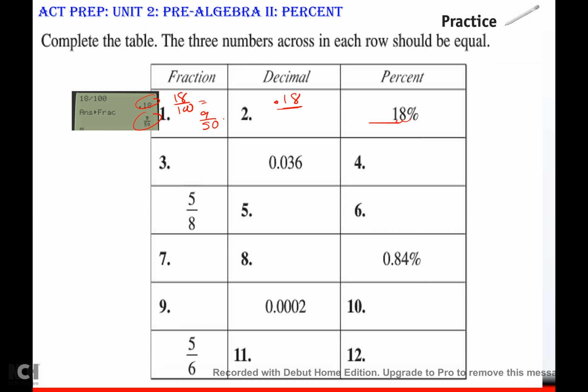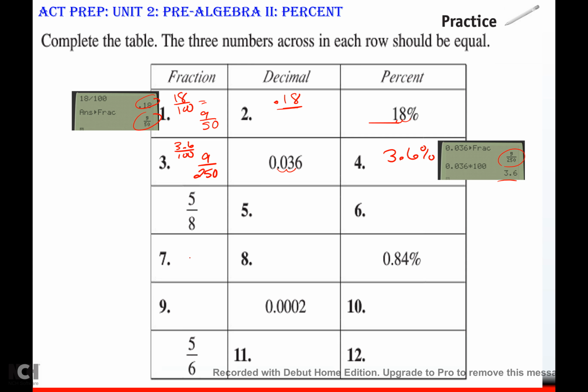Okay, 0.036. As a percent, we move it 2 places over. So that's going to be 3.6%. As a fraction, that's going to be 3.6 over 100. We use our calculator. Okay, 0.036 as a fraction is 9 over 250. So this would simplify down to 9 over 250. And then obviously as a percent it would be 3.6.